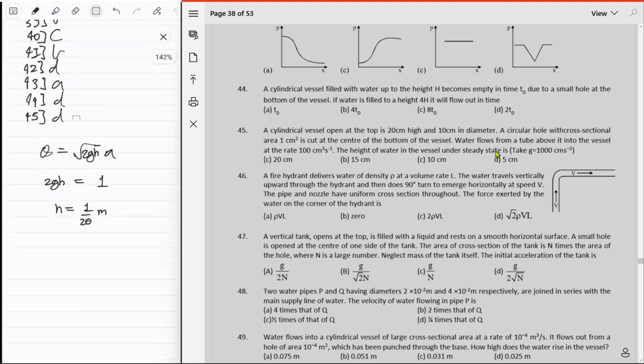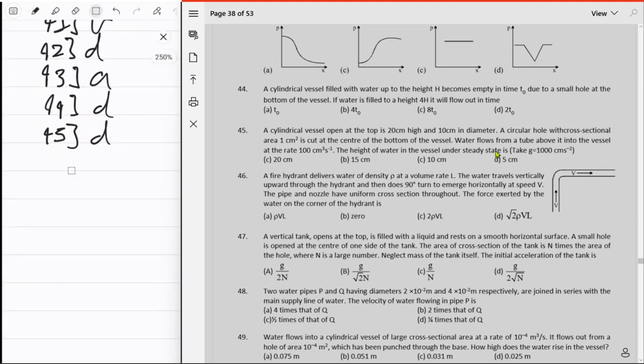46. A fire hydrant delivers water of density rho at volume rate L. The water travels vertically upward through the hydrant and then does a 90-degree turn to emerge horizontally at a speed v. The pipe and nozzle have uniform cross section throughout. The force exerted by the water on the corner of the hydrant is.